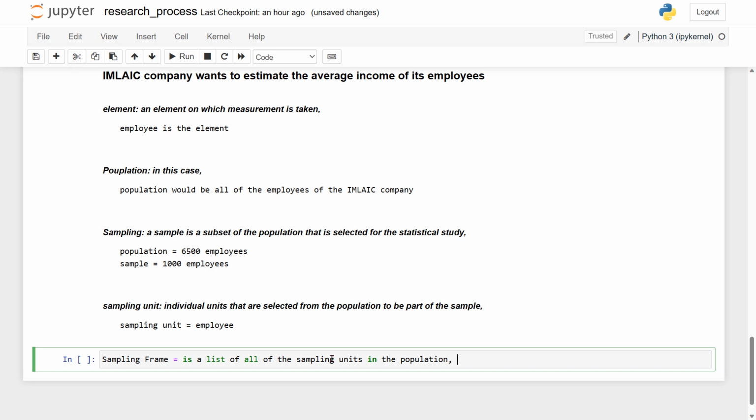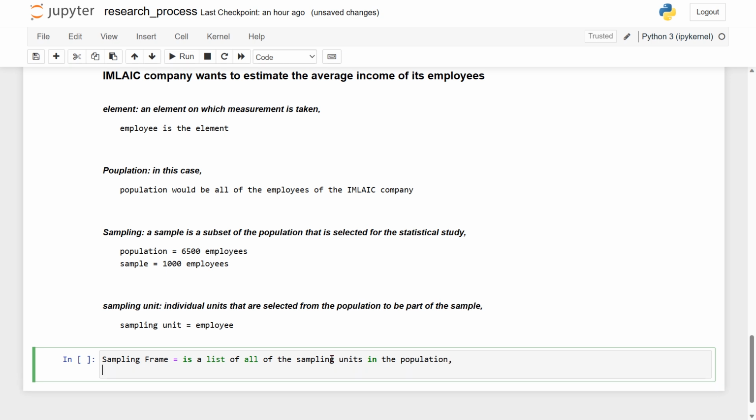Okay, so in this case, for me, my company's HR database might serve as the sampling frame.